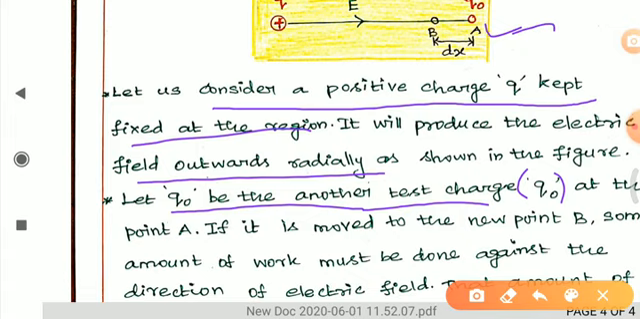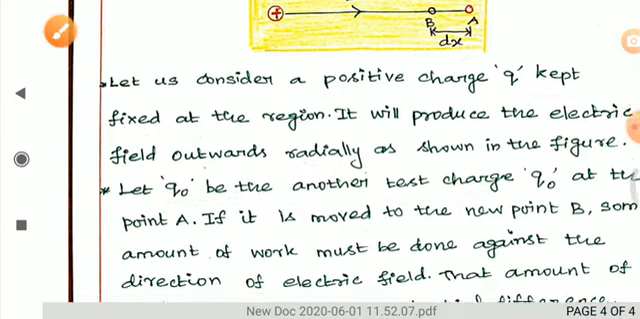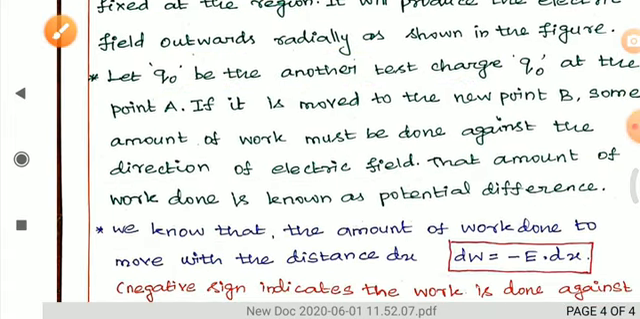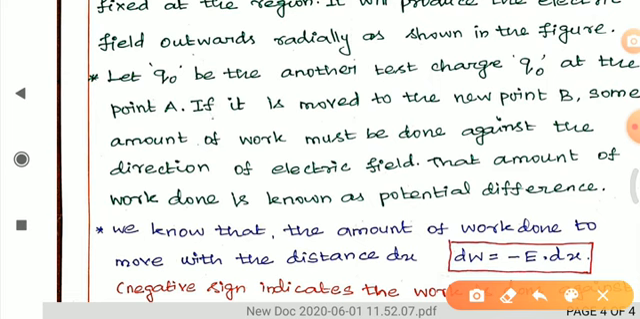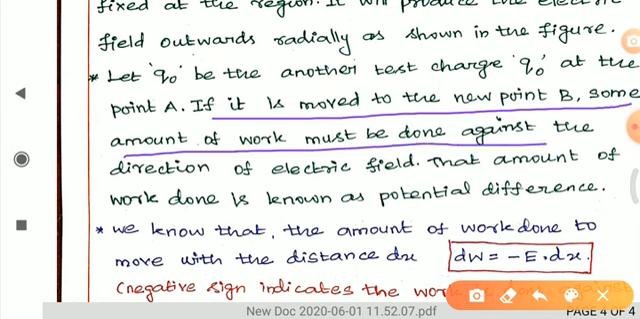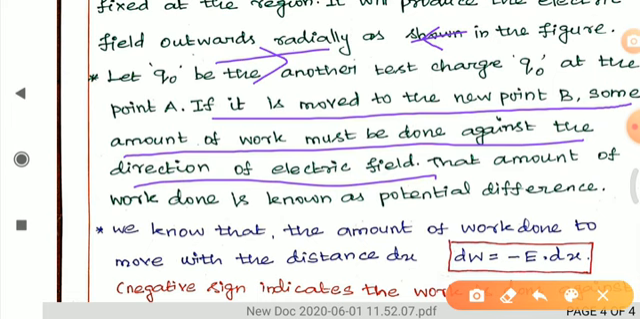Now if the test charge is moved towards the point B, what will happen? If it is moved towards the new position B, some amount of work must be done against the direction of electric field, because the electric field is acting along this direction. We are moving the test charge along the opposite direction. That's why we are writing there must be some amount of work done against the direction of electric field.